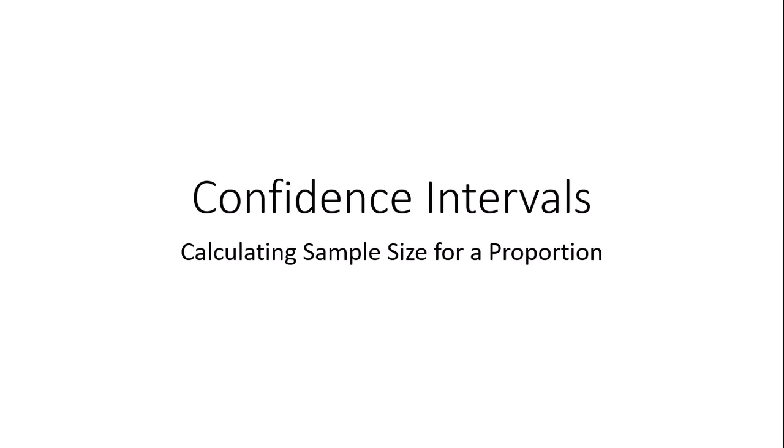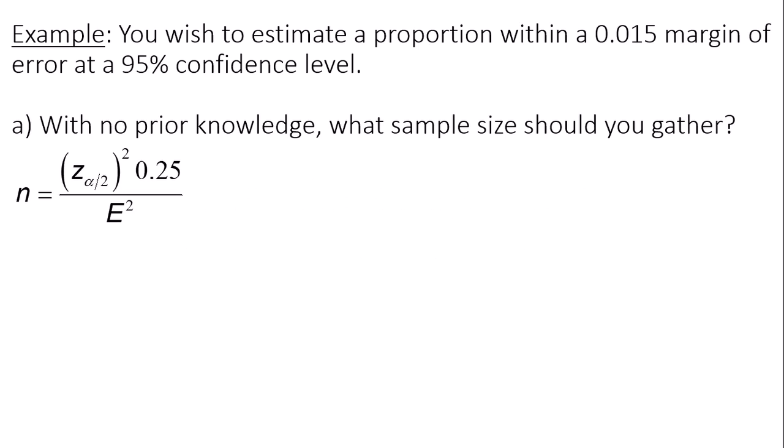Given a specific confidence level and a desired margin of error, we're now going to practice calculating the sample size needed to predict a population proportion. You wish to estimate a proportion within a 0.015 margin of error at a 95% confidence level. With no prior knowledge, what sample size should you gather?